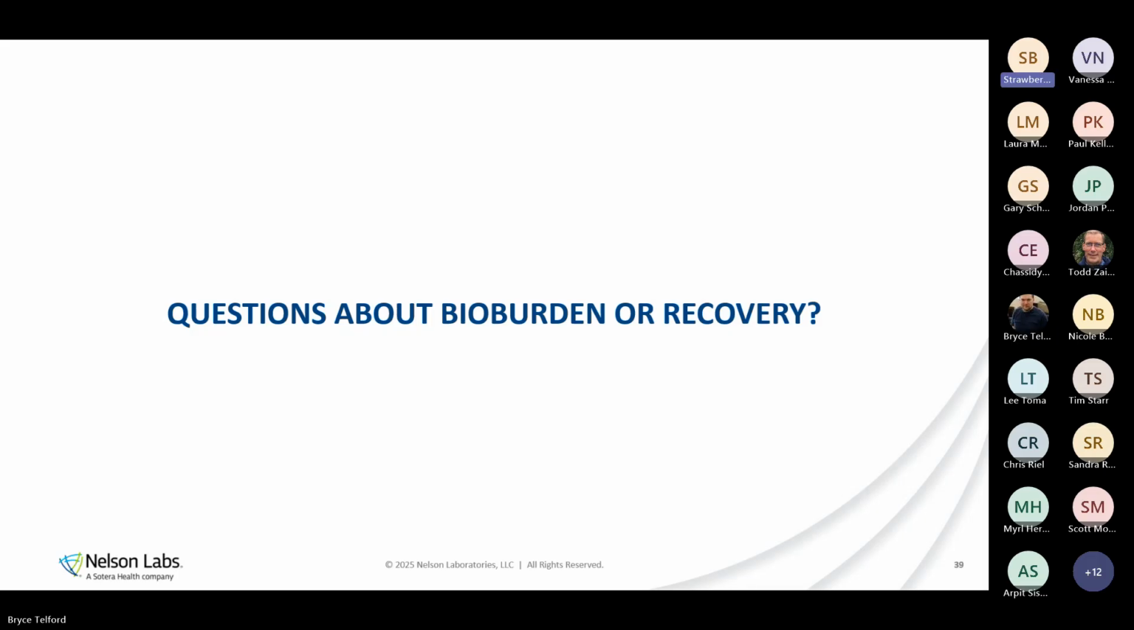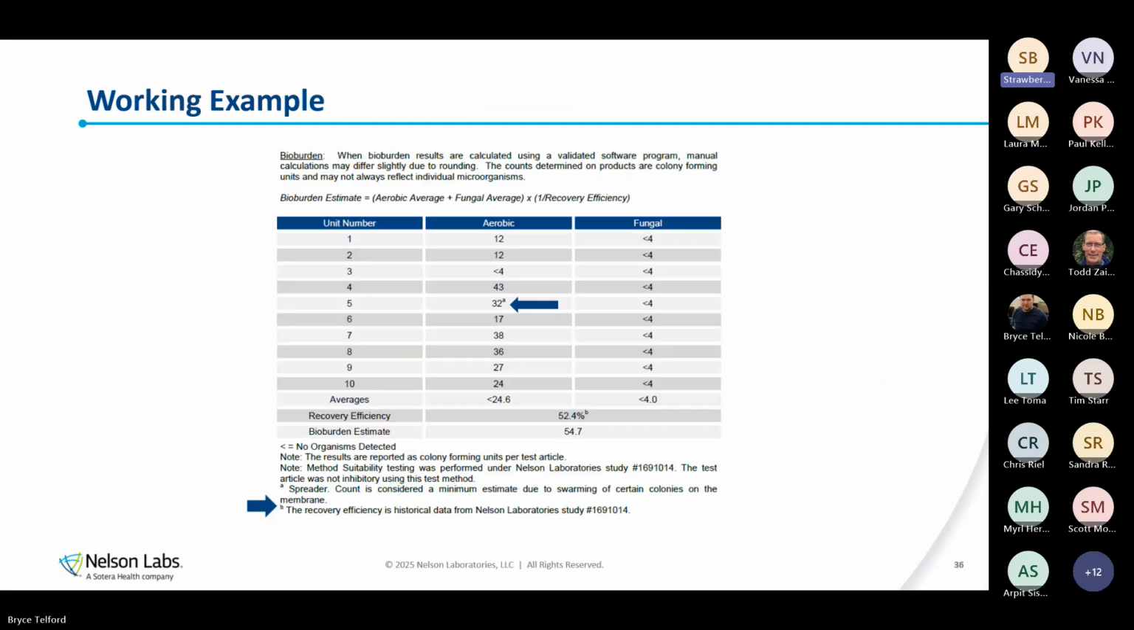Yes, Nicole. If you go back a couple of slides, Bryce, for the recovery efficiency here where it was 52%, and then you kind of dug into the details, how often should we be looking at the recovery efficiency and considering performing another assessment? So if it's something that just hasn't been done, then now's a good time to do it. Generally, that's something you want to take a look at during the validation.